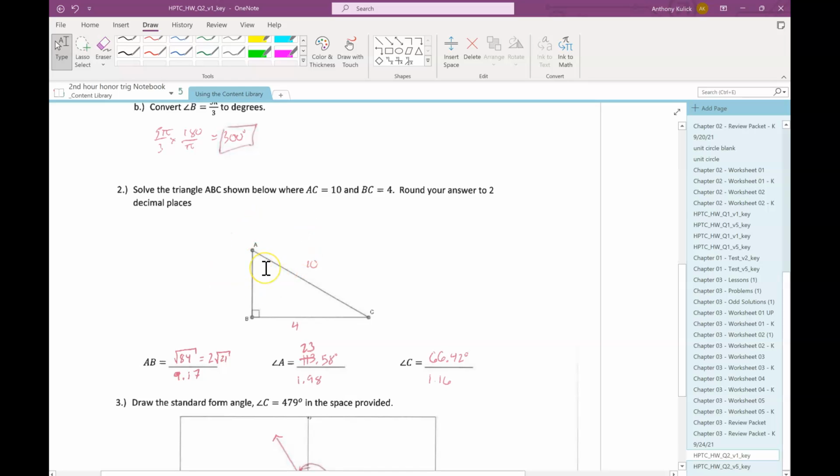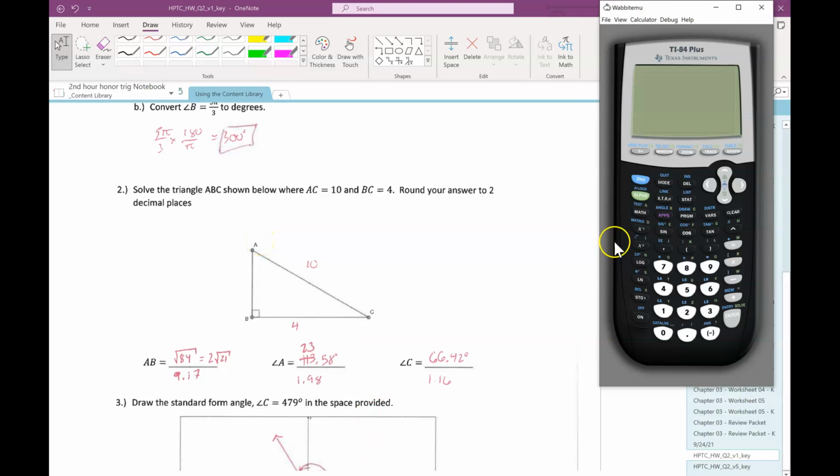Now to solve the angle measure, what I'm basically going to say is that, for example, I would say sine of angle A is going to equal 4 over 10. To get the angle A by itself, I would then need to do like sine inverse of both sides. So I'm really going to be doing sine inverse of 4 over 10. And quick, let me check that I'm in degree mode. I am. So there's my 23.58 degrees.